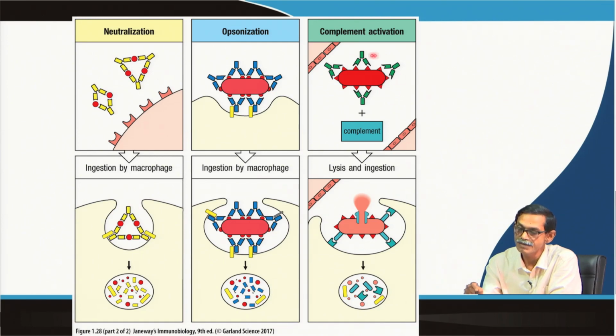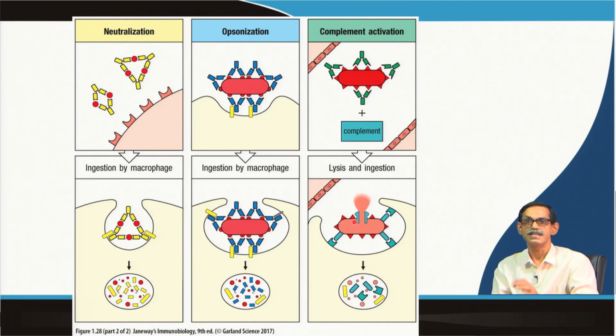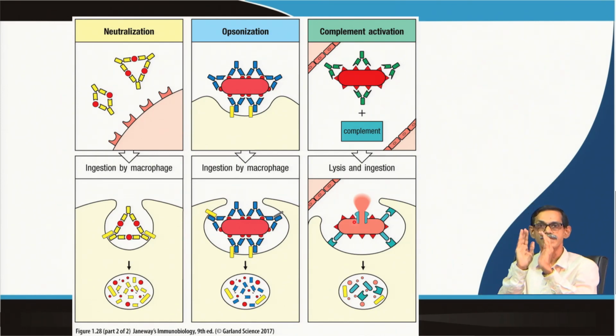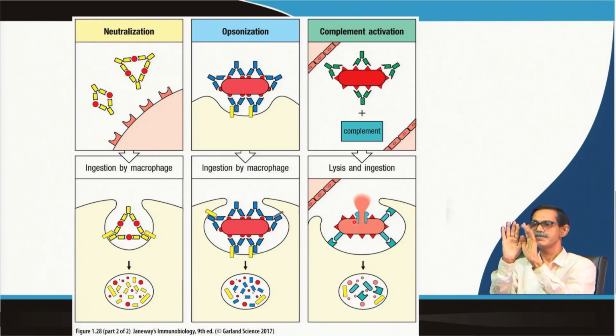In complement activation, what happens? As soon as the antibody coats this bacteria, complement proteins come and sit on this bacteria. They will make a channel. There are proteins which are like this. Suppose this is one protein, one subunit of the protein. So, one subunit, then two subunits, three subunits, and then gradually they make a channel. It is just like a pipe.